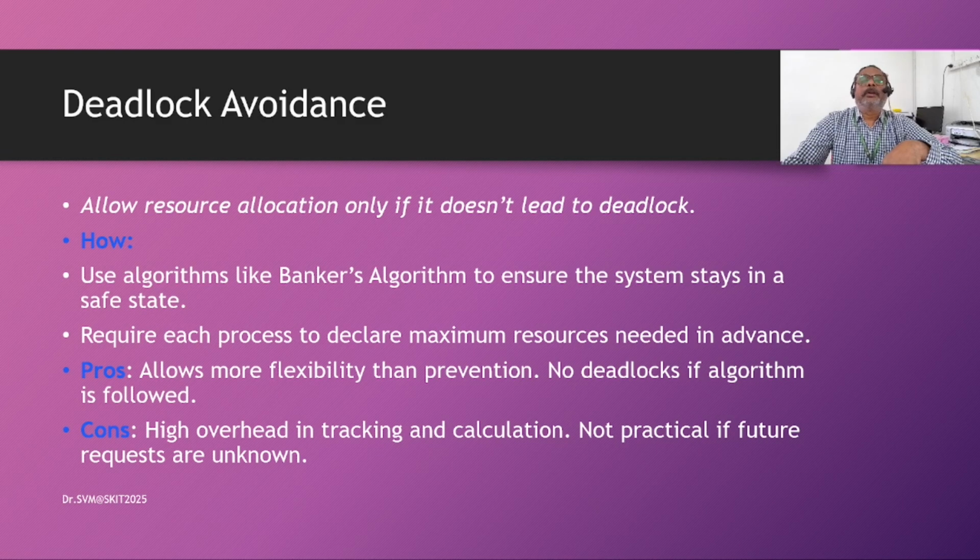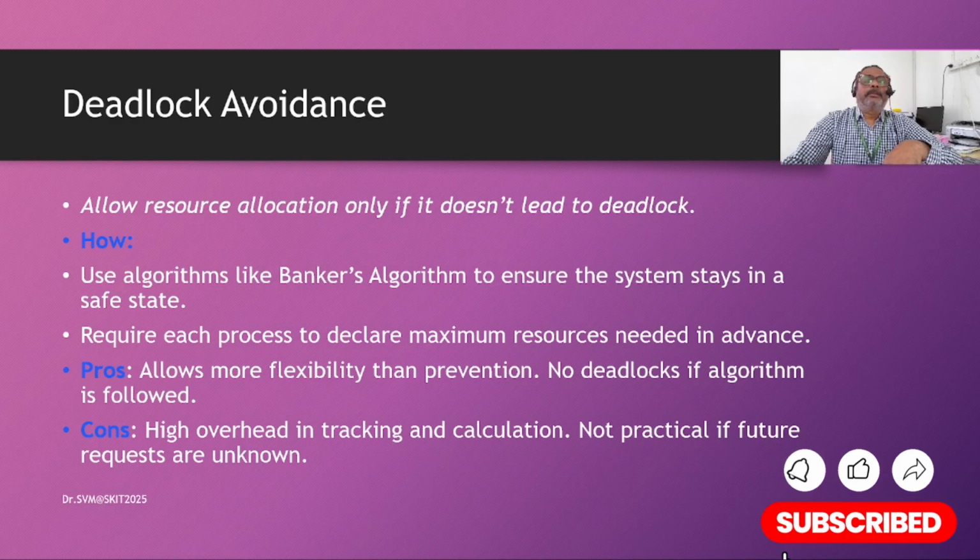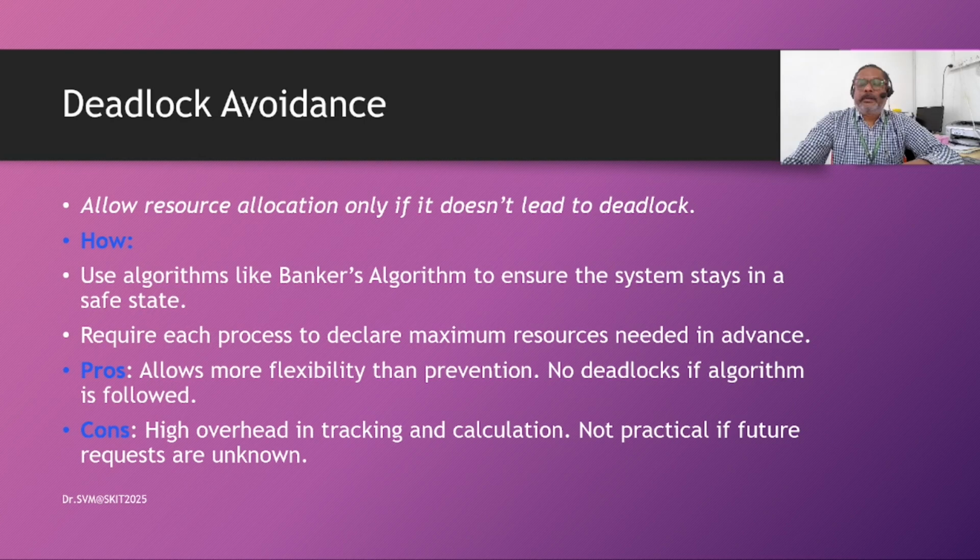This algorithm is going to give a lot of overhead, and it's not practical if the future requests are unknown. If we don't know in advance what resources we will be requiring and how many, if we cannot tell in advance, then we can't use this algorithm, we can't avoid the deadlock through these ideas. So that's the problem. If we have an idea of what all is required well in advance, then definitely we can avoid deadlocks.